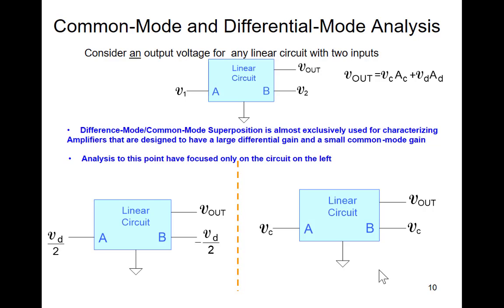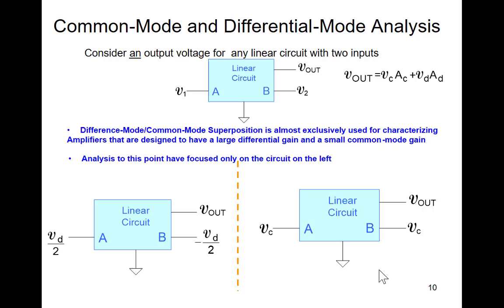So here's how we do common mode and difference mode excitation. If you have any linear network, if you want to find the difference mode gain, you put VD over 2 and minus VD over 2 in, and look at the output, and calculate the output as a function of VD, and that will give you the difference mode gain.